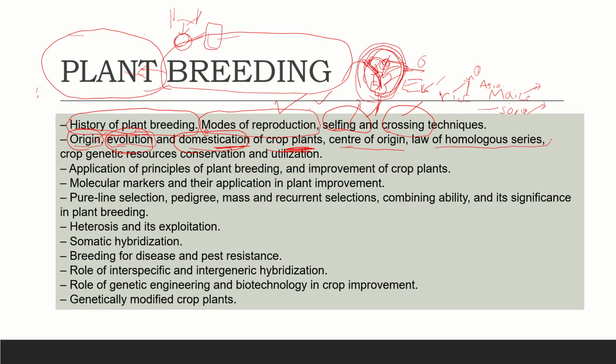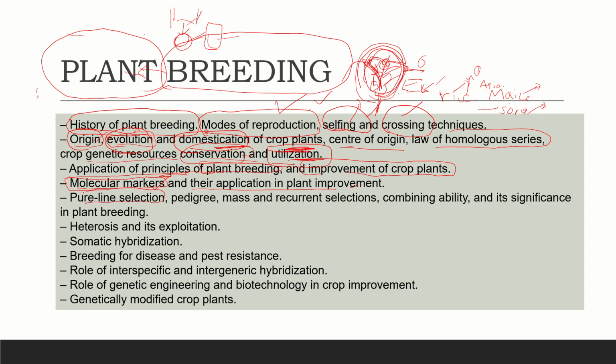And center of origin, law of homologous series, and crop genetic resources conservation and utilization. So how we should conserve the new plants and how we should utilize them properly is what we study here. And next is application of principles of plant breeding. While breeding the plant, what principles do we need to follow? And improvement of crop plants is what we study. And molecular markers. While breeding, there are a lot of processes that we need to go through, and molecular markers are one such thing, and their application in the breeding process.